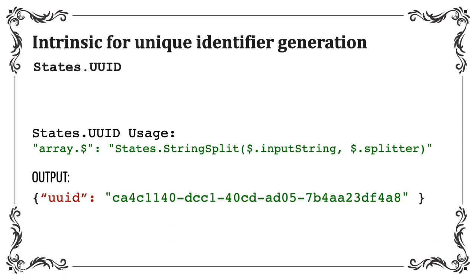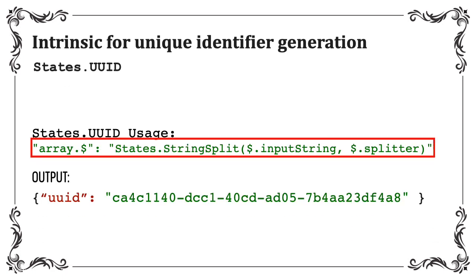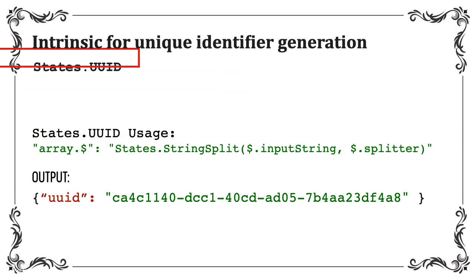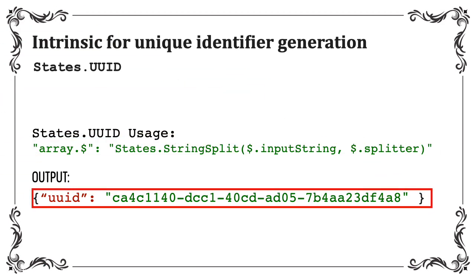The UUID function is called with no argument specified, as we can see in this example. The function returns a randomly generated UUID, as in this example JSON text. Key is UUID and the value is a unique identifier string.